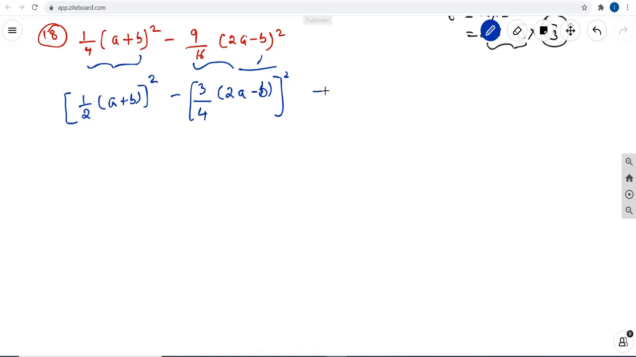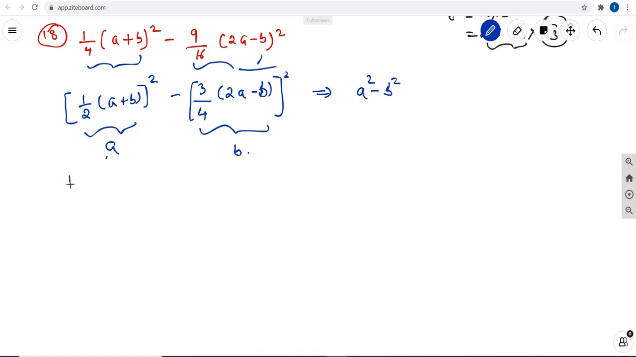If you see this, this is in the form of a square minus b square. What is a? This term is your a, and this whole term is your b. So we will use that format, that is the a square minus b square format.